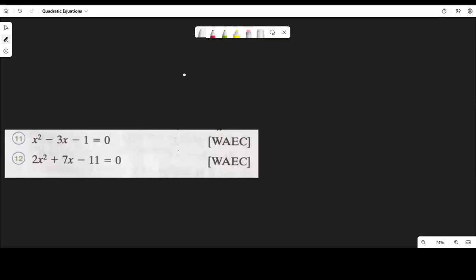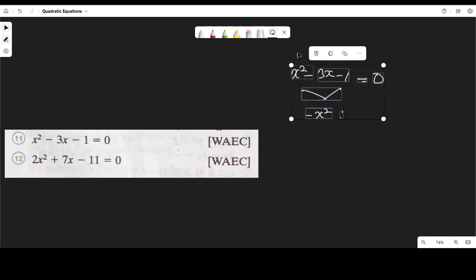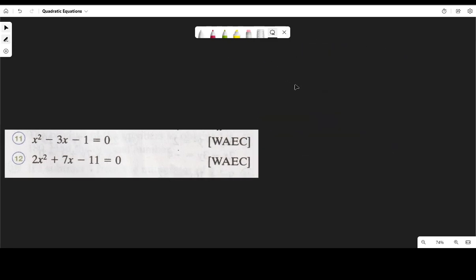We have some WAEC questions here. The first one is x squared minus 3x minus 1 equal to 0. If I multiply these two, that gives minus x squared. Are there two factors of minus x squared that add up to the middle term? There are none, which means this is not factorizable. The only ways to solve this are by completing the square or by using the formula. In this case, I'm going to use the formula.